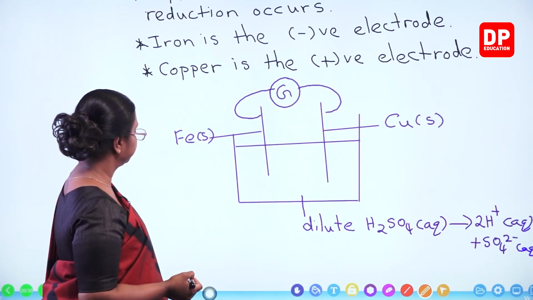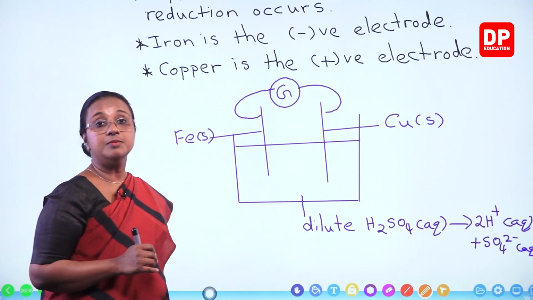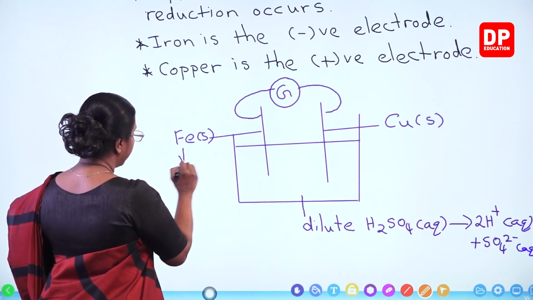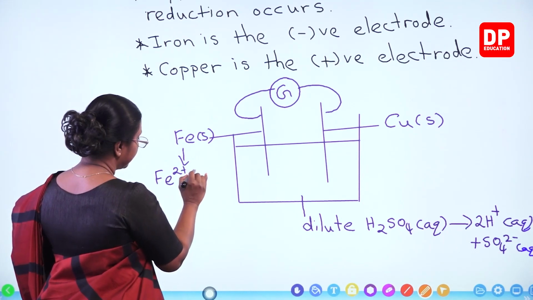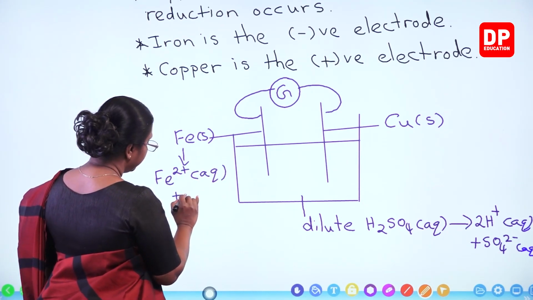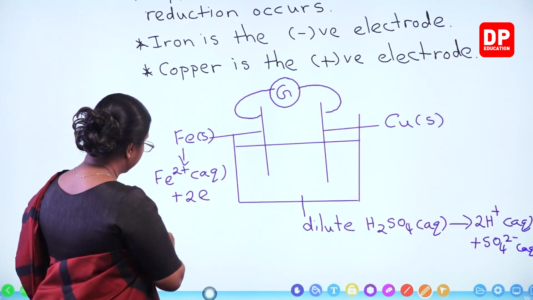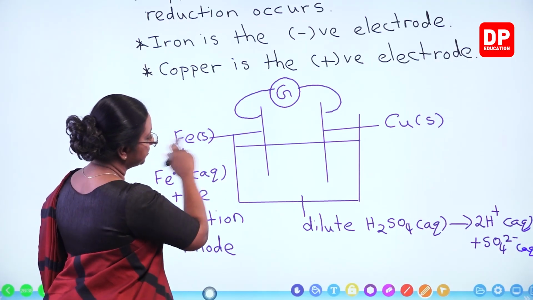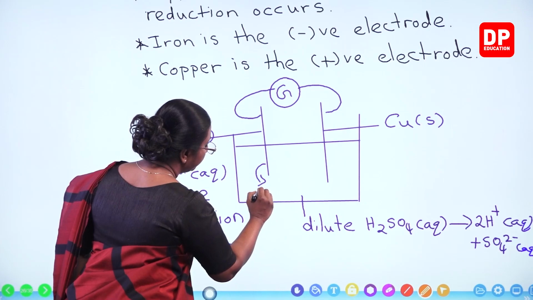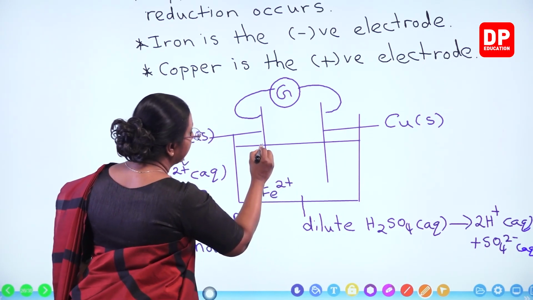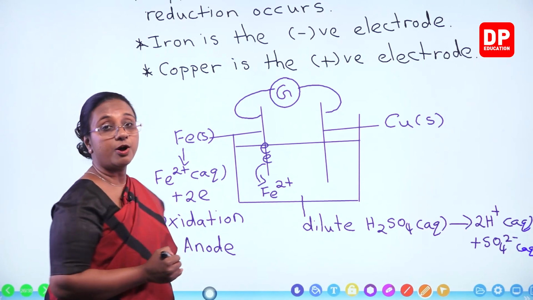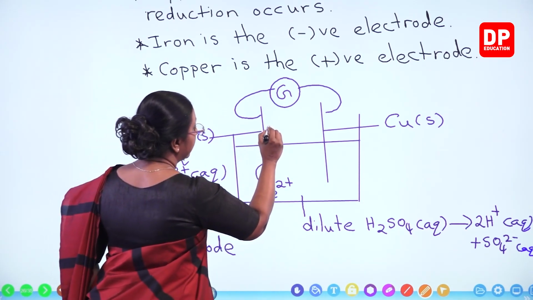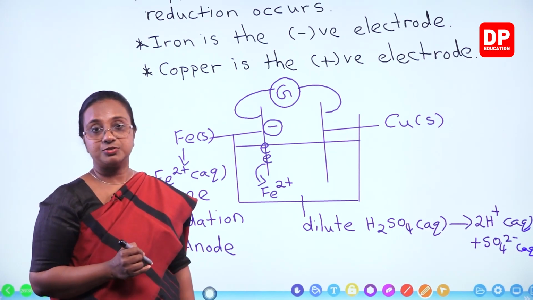So, what happens here? Now, in this, iron is the more reactive one. Therefore, iron becomes Fe2 plus aqueous, losing 2 electrons. So, that is the oxidation. And because of that, it is the anode. And when oxidation occurs, Fe2 plus goes into the solution. At the same time, electrons remain on the metal strip. Because of that, it becomes the negative electrode.